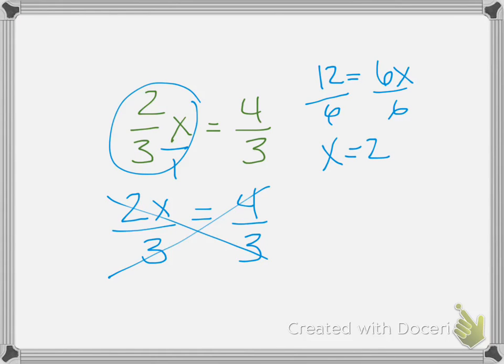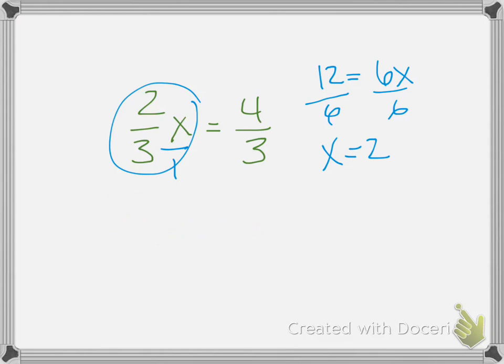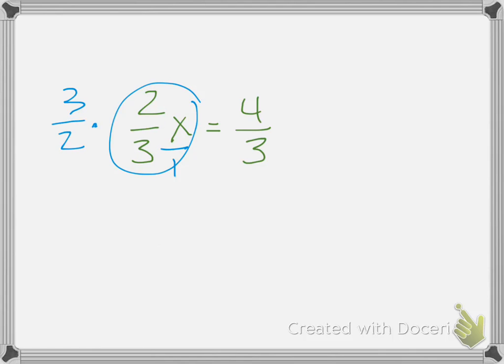Okay, another way I could do this, I'm going to go ahead and erase this. I could have multiplied by the reciprocal. So I could have multiplied this by 3 over 2 and this by 3 over 2. Okay, when we multiply fractions, we multiply across, so 4 times 3 gets me 12 on top, 3 times 2 gets me 6 on bottom, which reduces to just 2, which is the same answer. So you could do it either way.